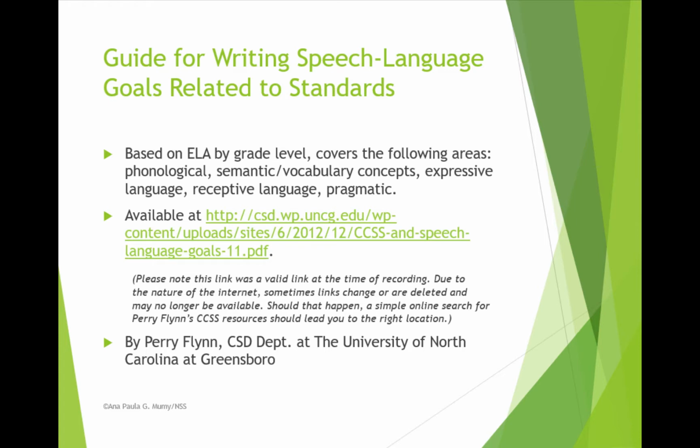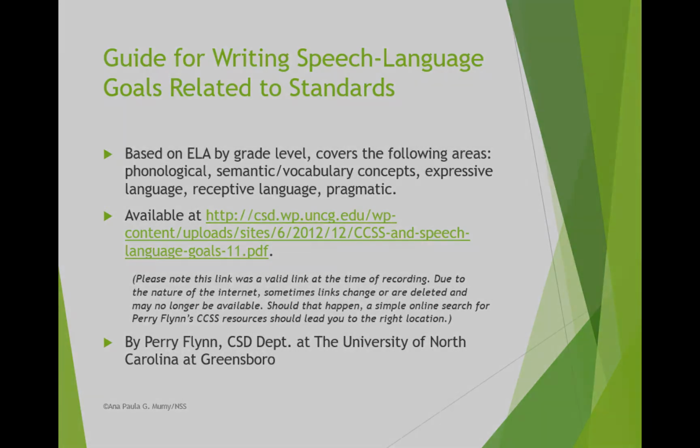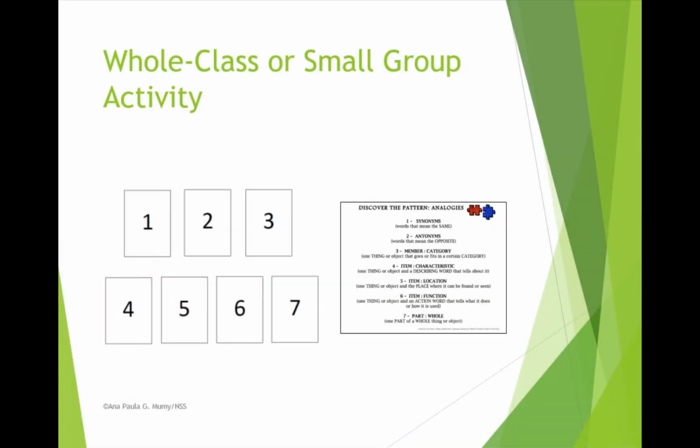Perry Flynn provides a really nice guide for writing speech language goals related to the standards, and it's downloadable here. I'll show you the link, and he divides it up by grade level. It's based on the English Language Arts standards, and it covers the following areas: phonological, semantic, vocabulary concepts, expressive language, receptive language, and pragmatic language. So a really nice tool for you if you want to think about how you can write goals that relate to standards.